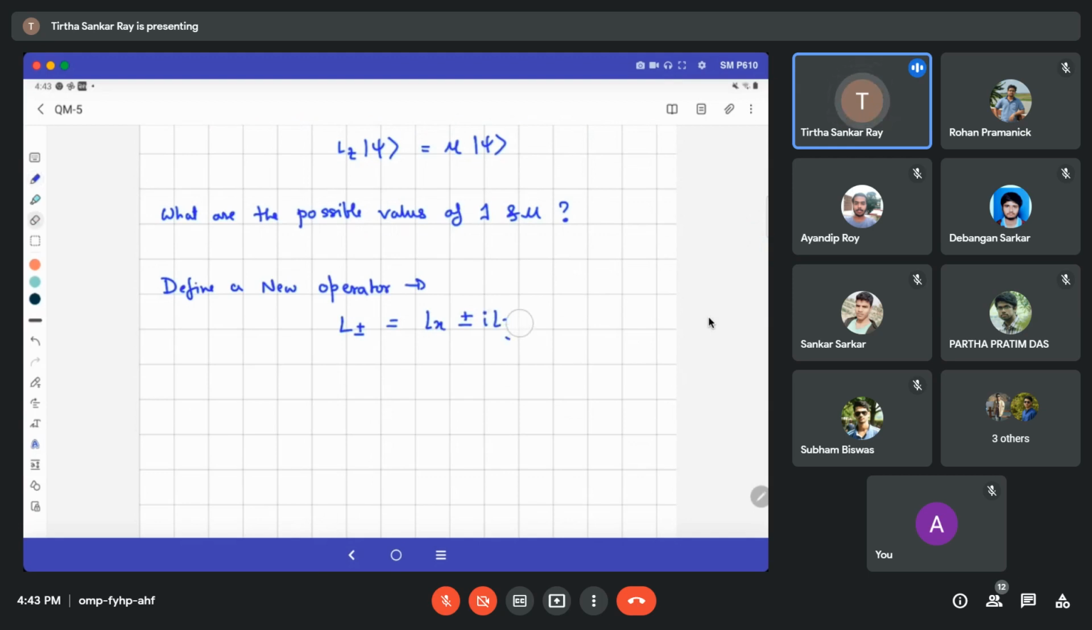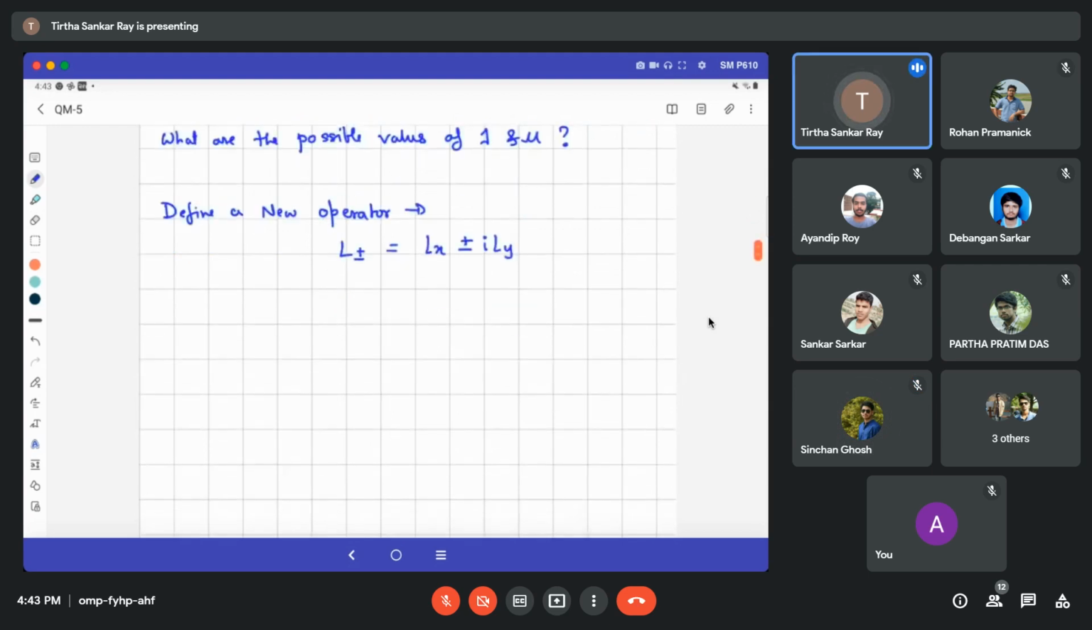Just to understand, you have studied the harmonic oscillator problem using the ladder operators, the creation and annihilation operators. Have you done that? Yes, sir. Okay, very good. Then you will be very familiar with what I am doing. Of course, I hope you know what this notation means. L plus is Lx plus I Ly, and L minus is Lx minus I Ly. So I am just defining this new operator.